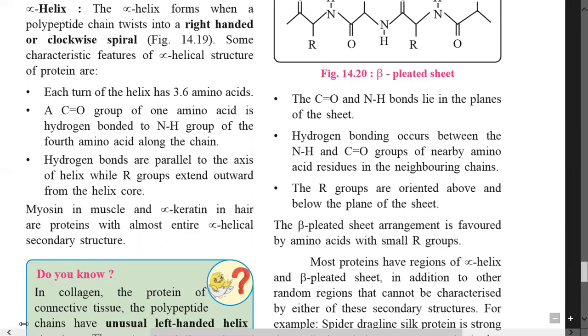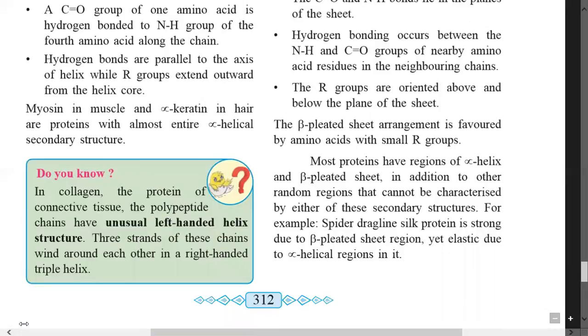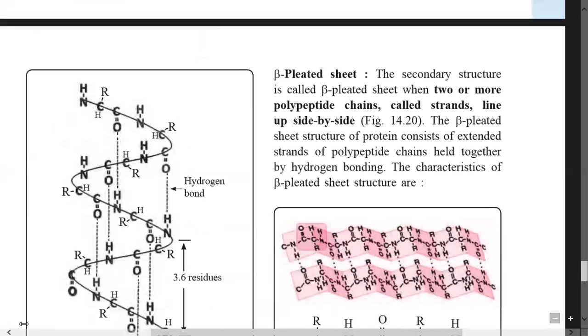So which proteins have alpha helical structure? Here two examples are given. One is myosin, the protein present in muscle, and the other is alpha keratin, the protein present in hair. They have alpha helical structure. Then we have studied the alpha helical structure; now it is the beta pleated structure.